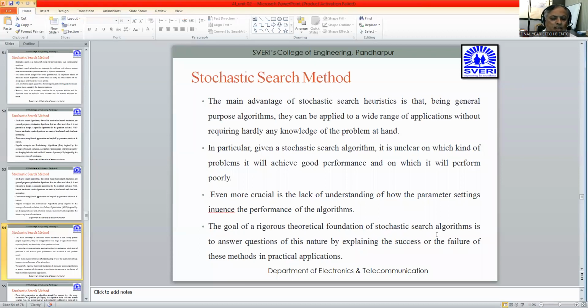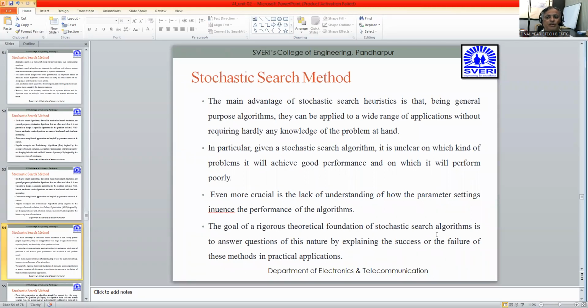Even more crucial is the lack of understanding of how the parameter settings influence the performance of the algorithm. Beyond that, it doesn't guarantee that its performance will be good every time; sometimes it can be poor also. In the same way, there is also a lack of understanding of how the parameters you apply influence the performance of the algorithm. How they affect the performance, it will never tell you.